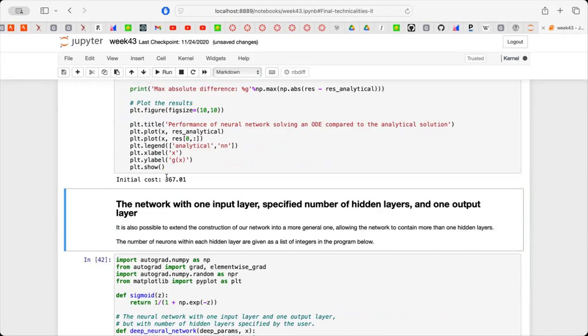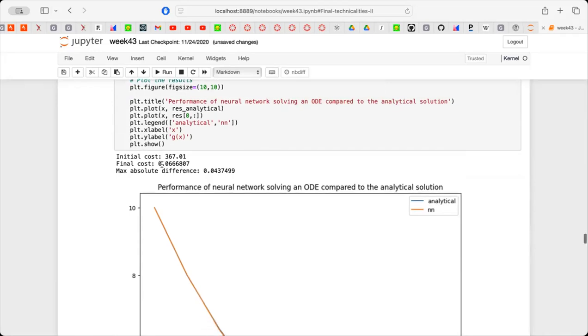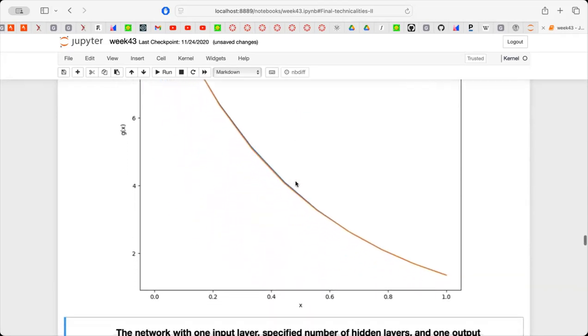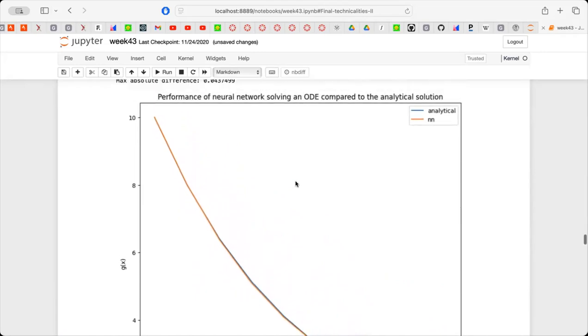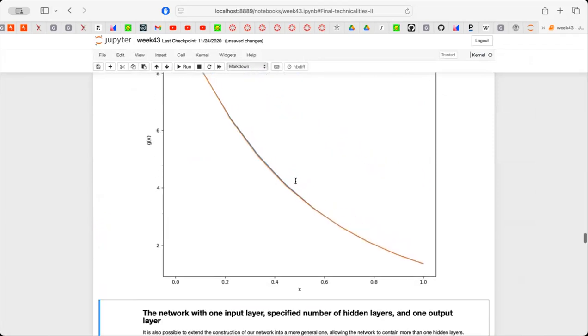And you see now that the initial cost function with the guess which we had is pretty bad. So this is 367. But after these 10,000 iterations, which are quite many, I'm now getting a final cost function which is on the order of 10 to the minus 2. And the max absolute difference is also on the order of 10 to the minus 2. So with 10,000 iterations and only 10 hidden nodes, I'm actually getting a result which is pretty decent. So this is a comparison between the analytical solution and the numerical solution, as you can see here.